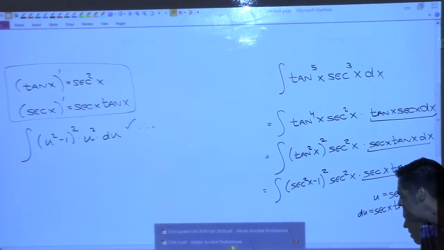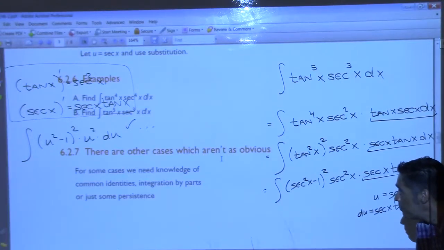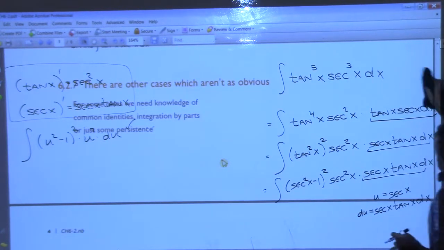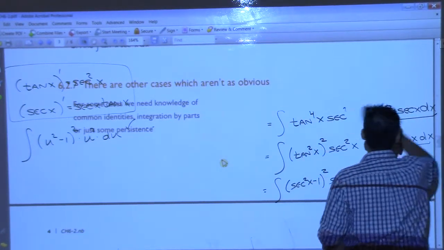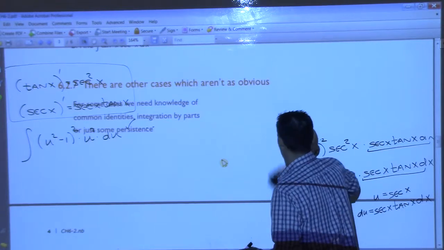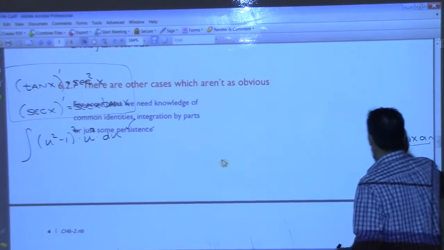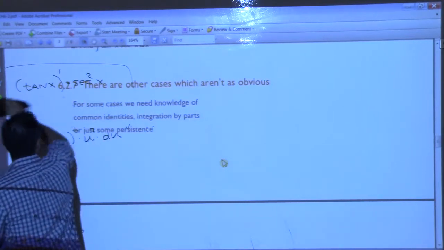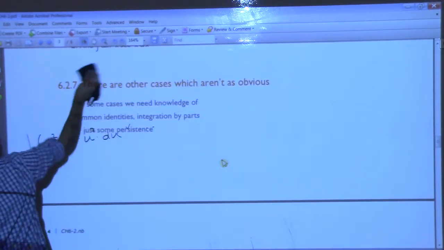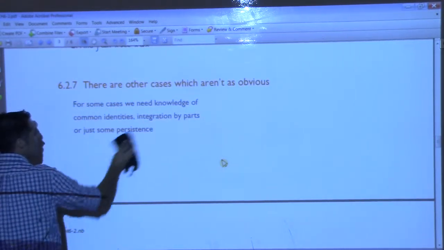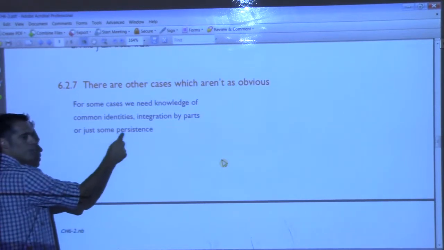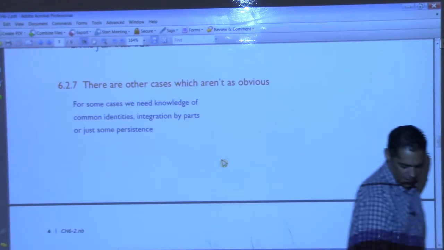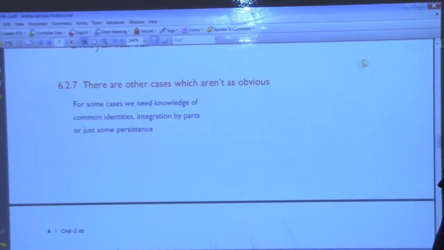So since it's so similar, I'm not going to do any more examples. But there are some other cases that we may run into that aren't so obvious. And we're going to need some knowledge of common identities. We might need integration by parts. And my favorite part of this, just some persistence, all right? Persistence is something in this class that hopefully you're developing.